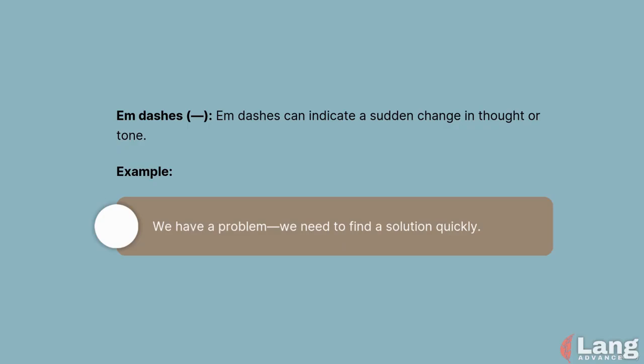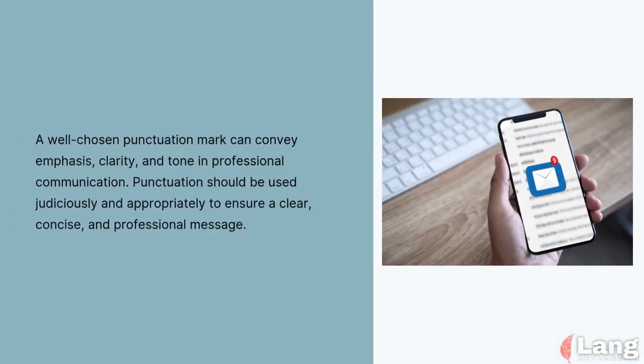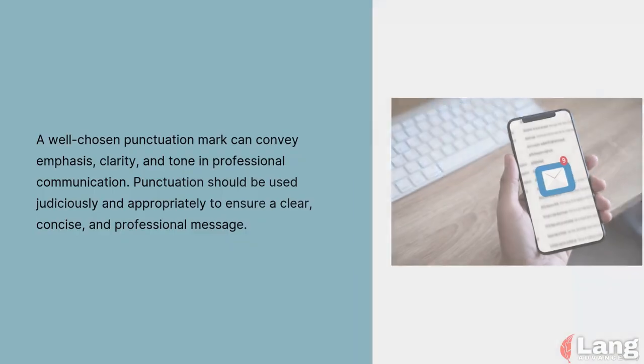M-dashes. M-dashes can indicate a sudden change in thought or tone. Example: we have a problem. We need to find a solution quickly. A well-chosen punctuation mark can convey emphasis, clarity, and tone in professional communication. Punctuation should be used judiciously and appropriately to ensure a clear, concise, and professional message.